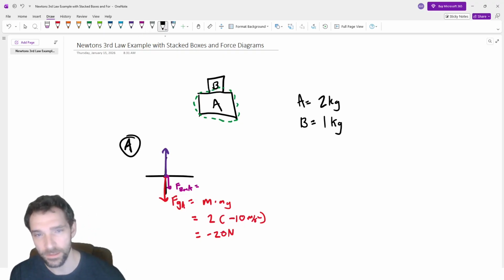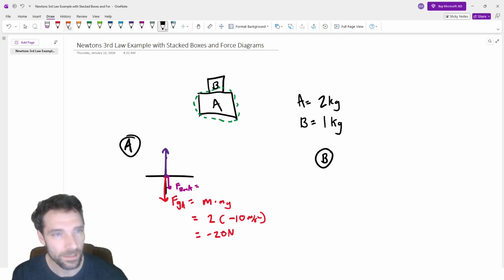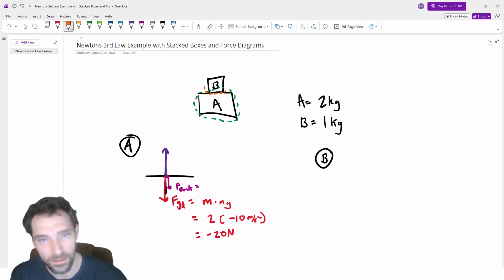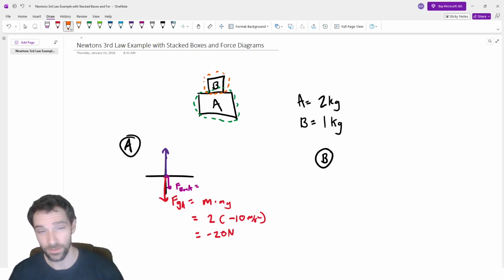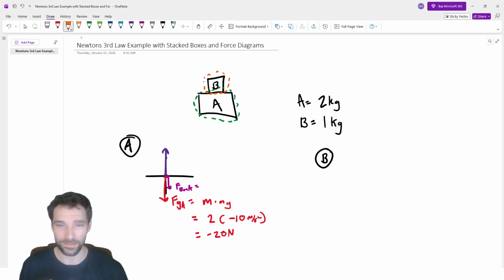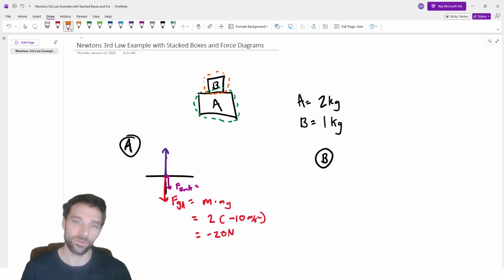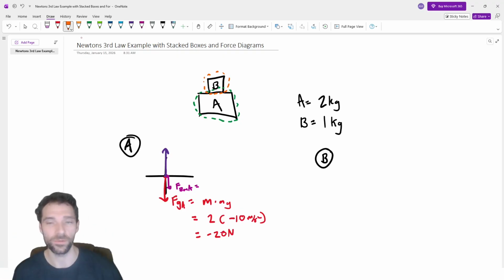But it's pretty easy to do this for object B. If we talk about object B, it's really just the force of gravity down and the force up on it, which you might call force normal, but it's the force of A pushing up on B. The ground isn't in contact with B, so it doesn't have that force normal that you would normally use in these types of problems.